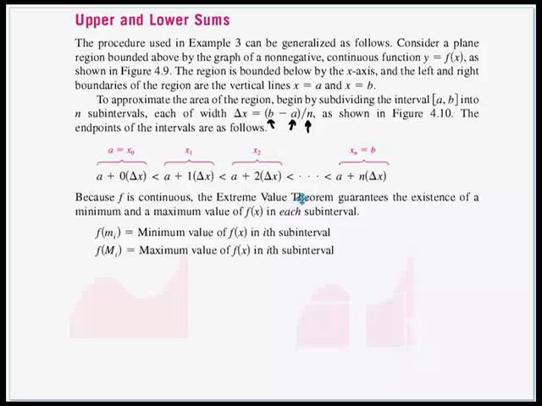The endpoints of the intervals are as follows. Here's our first endpoint, second, third, all the way till the end. Because f is continuous, the extreme value theorem guarantees the existence of a minimum and maximum value of the function in each subinterval. And for notation, we use f of lowercase m sub i as the minimum value of the function on the ith subinterval, and f of capital M sub i as the max value of the function on the ith subinterval.